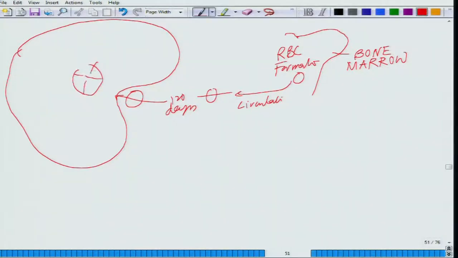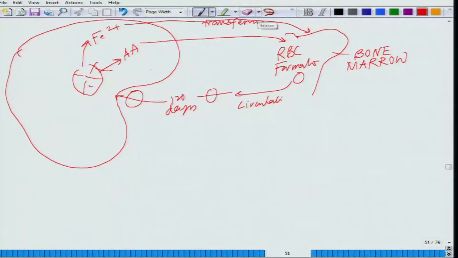They are chopped into pieces, and it generates iron, Fe2+. And you have the amino acids. These amino acids are brought back to the bones. Iron, using transferrin, an iron-binding protein, is brought back to the bones. Now you have the heme moiety, which is converted into biliverdin. And biliverdin is converted into something called bilirubin.